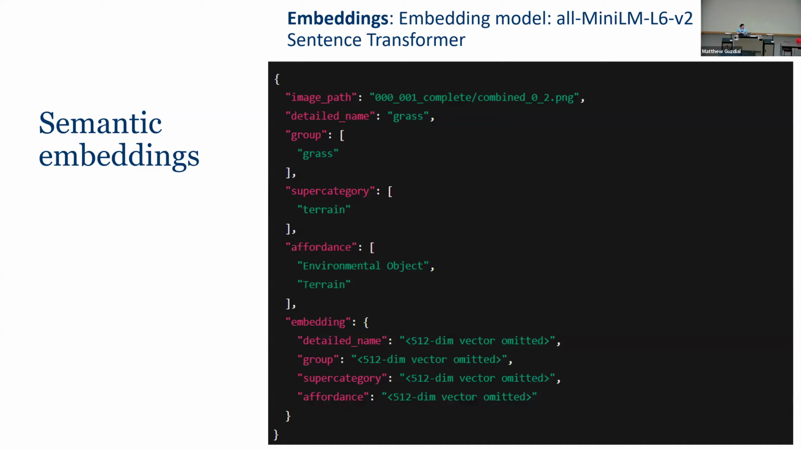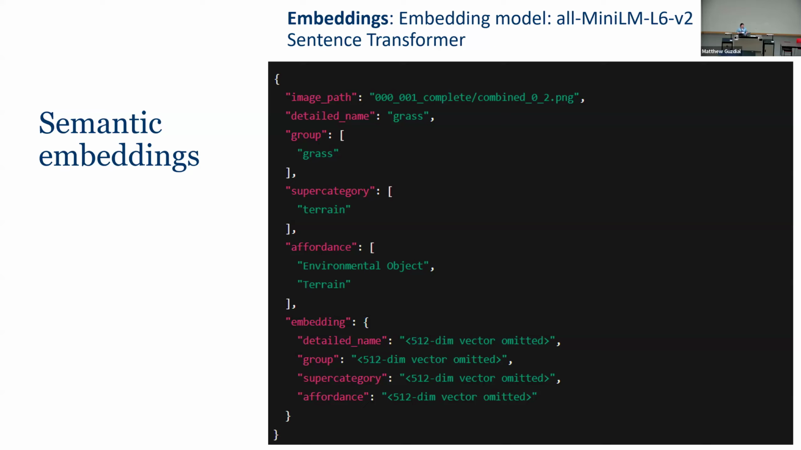And I give an example here about the embedding. This slide shows a concrete example of how semantic embeddings are stored in GameTileNet. Each tile has its human-defined labels: the detail name, group, supercategory, and the affordance tag. And for each of those labels, we compute a 512-dimensional semantic embedding using the all-MiniLM-L6 sentence transformer. This embedding lets the system compare tiles in a continuous semantic space.